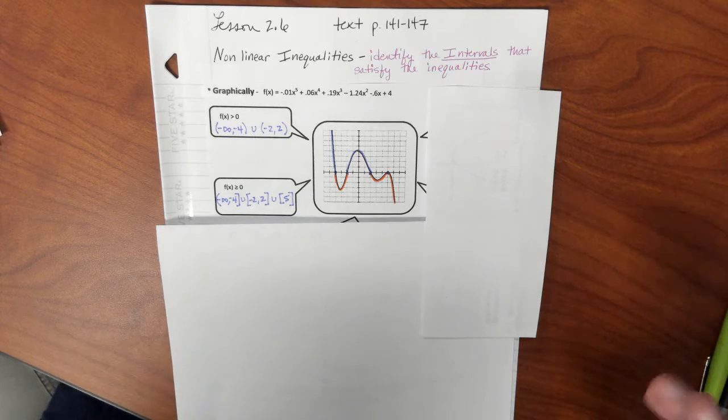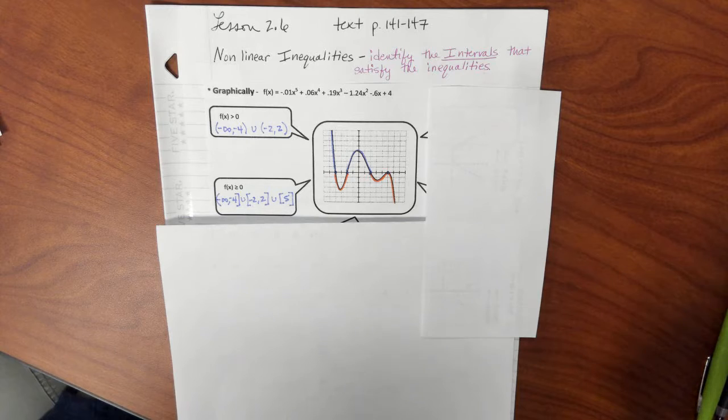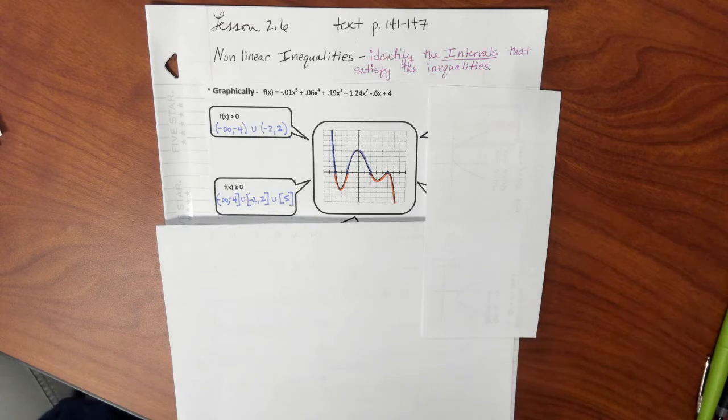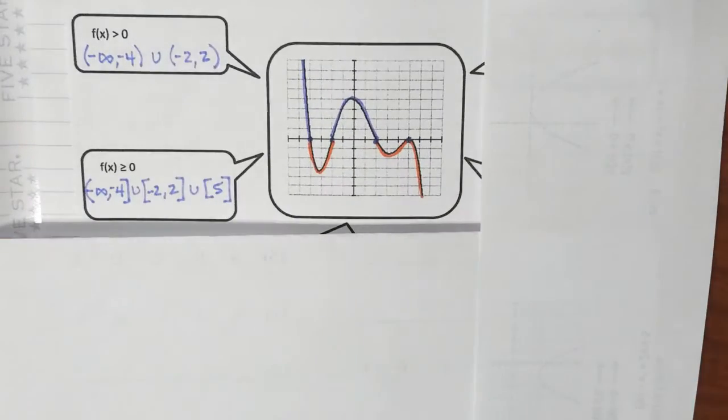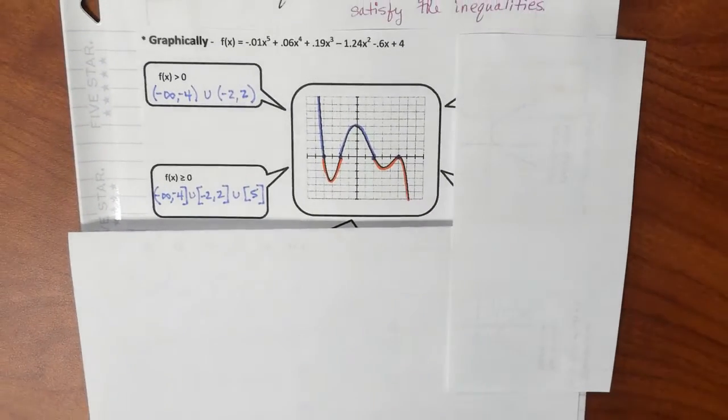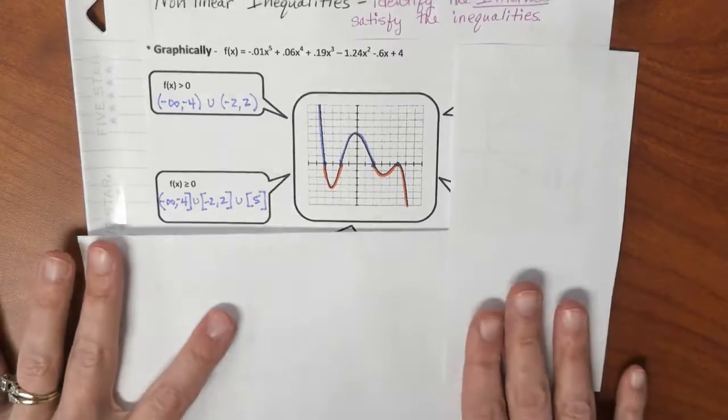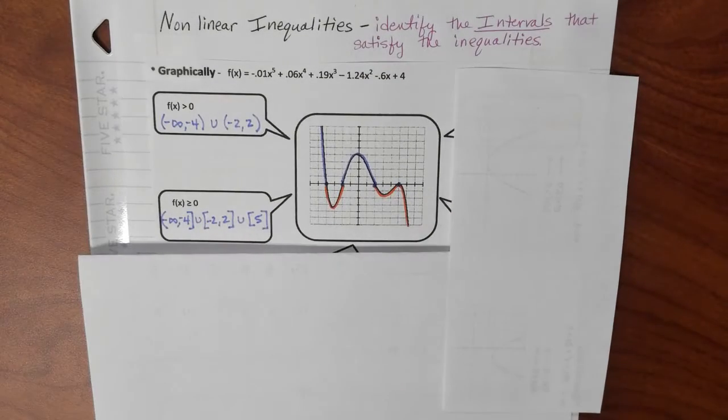So we're still going to be playing with domain a little bit, but we're going to be looking to see where the function exists with inequalities, mainly where is it greater than 0, where is it less than 0, where is it greater than or equal to. So let's look at this example. I've taken the notes that you had and I kind of cut them up a little bit.